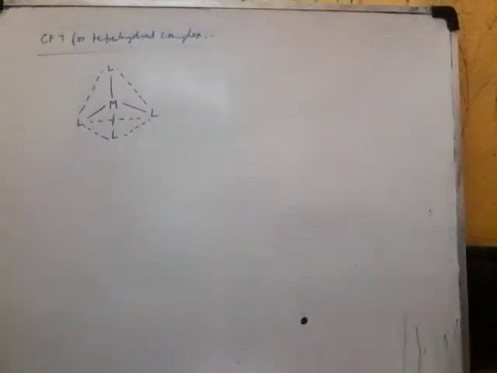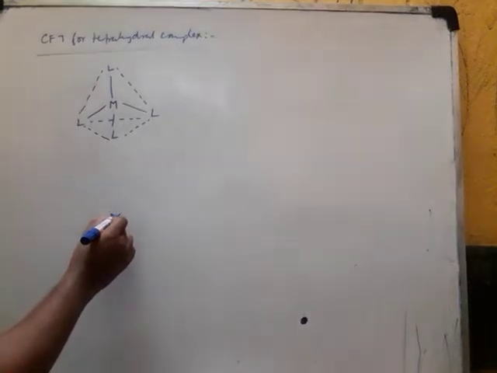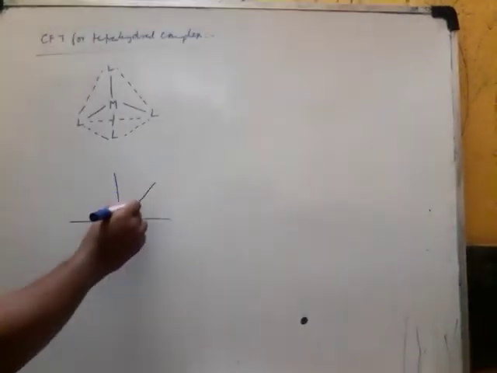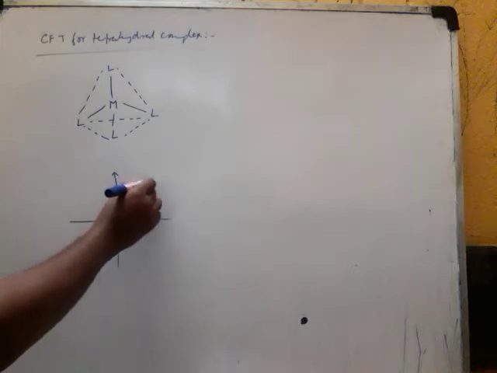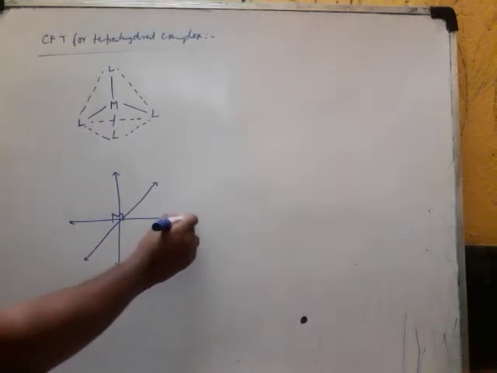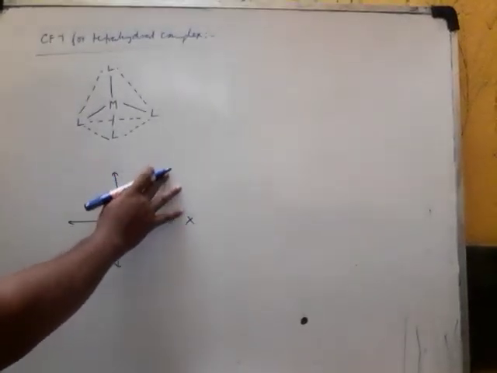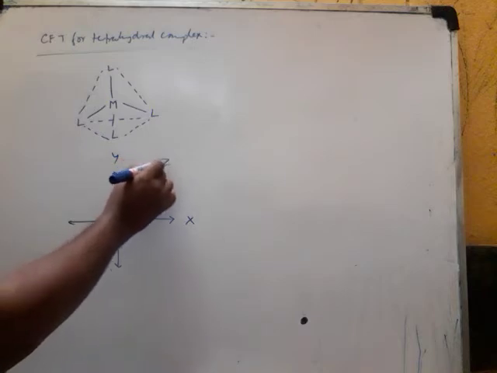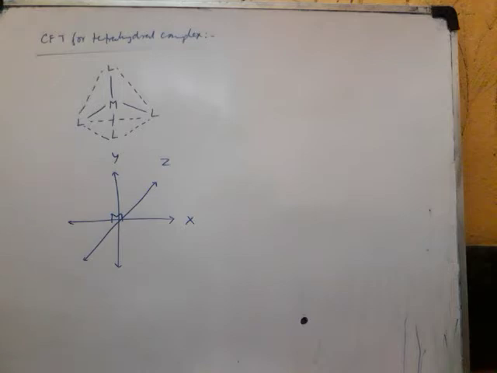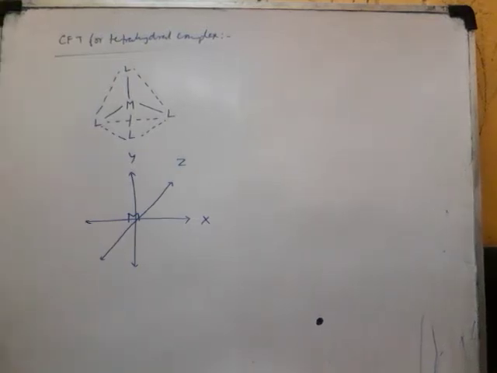In this tetrahedral complex, let M be the central atom and these are the 3 perpendicular axes: x-axis, y-axis and z-axis. In this tetrahedral complex, all the 4 ligands come to the central metal atom in between the axes.